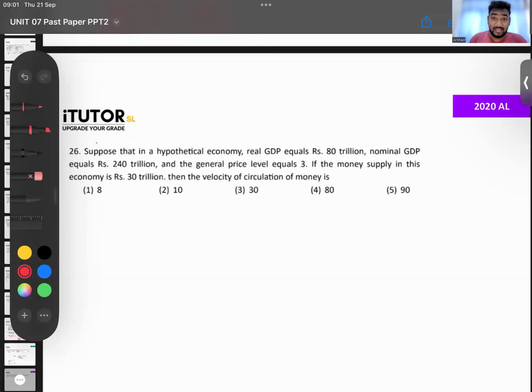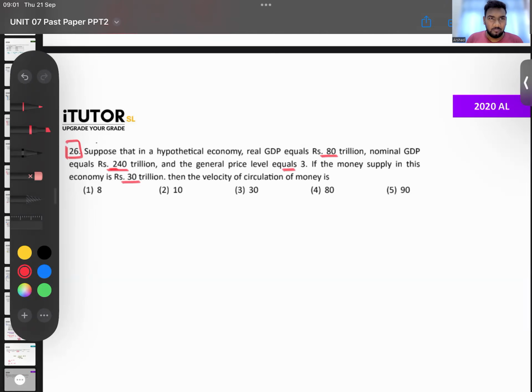Starting with the 2020 A-level paper, question number 26. Suppose that in a hypothetical economy, real GDP equals 80 trillion, nominal GDP is 240 trillion, general price level equals 3, money supply in the economy is 30 trillion, velocity of circulation of money is.